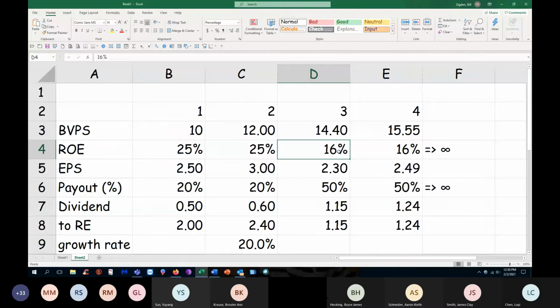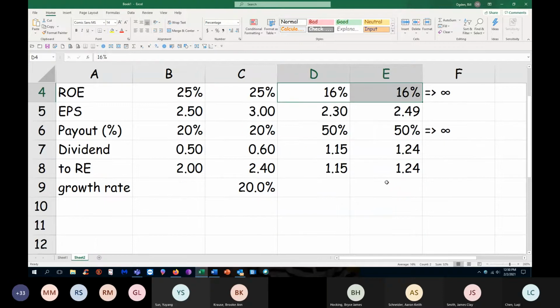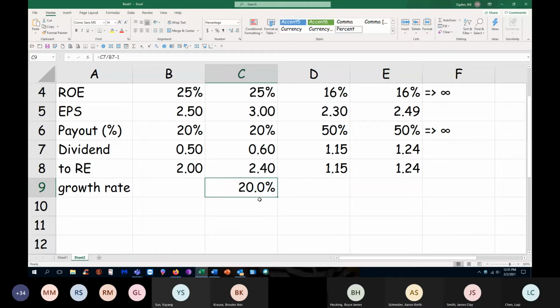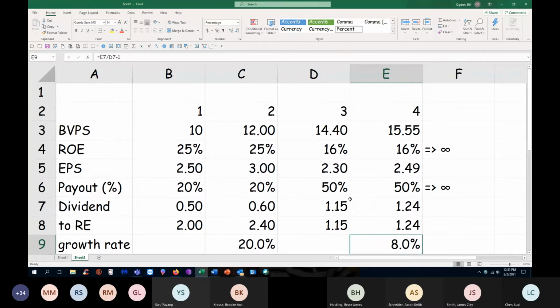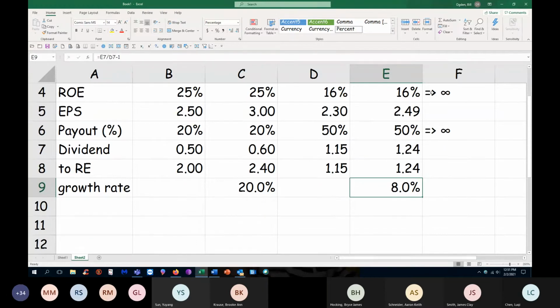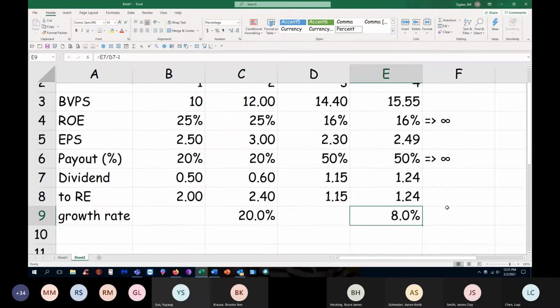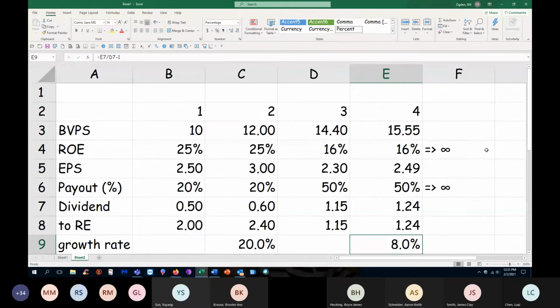Okay, so now you can see though, from 3 to 4, our ROE and our payout ratio remain constant. So it would be reasonable to estimate a growth rate between years 3 and 4, and we can do that. And actually, if you just copy this cell right over here, you don't have to do it again. So it's 8%. So we have a growth rate of 8%, and we are assuming that this growth rate continues until infinity.